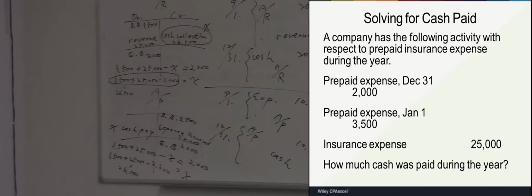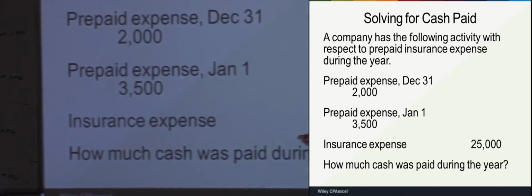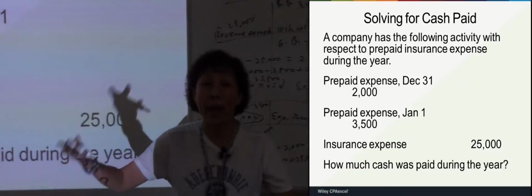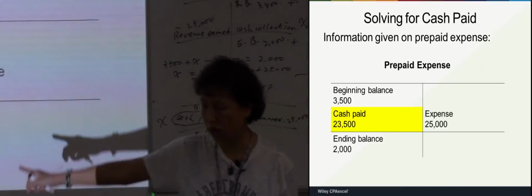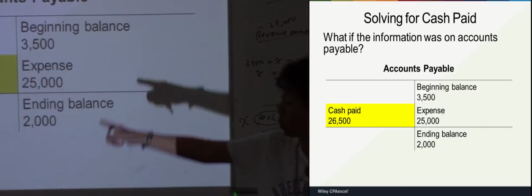26,500. And what does 26,500 refer to? The cash we pay. Okay? Cash pay. No, not this one. This one.